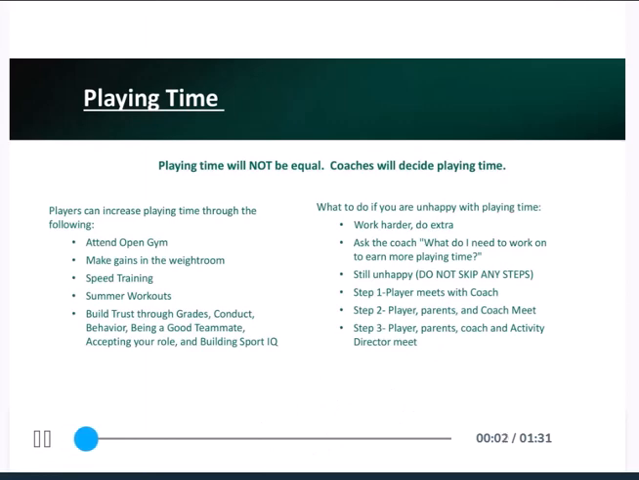Playing time. Playing time is another important topic that we want to cover today. Playing time in high school sports will not be equal. Coaches will decide playing time and have the ultimate decision. Players can potentially increase their playing time by doing the following.